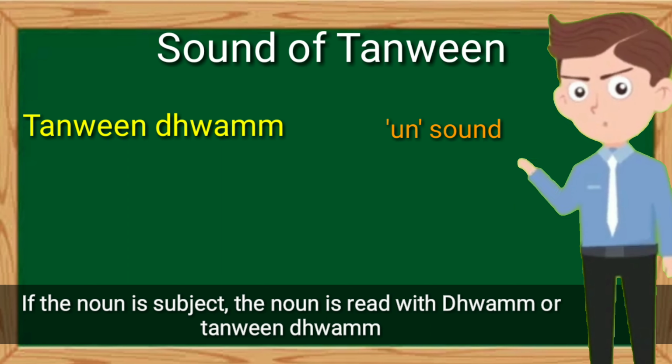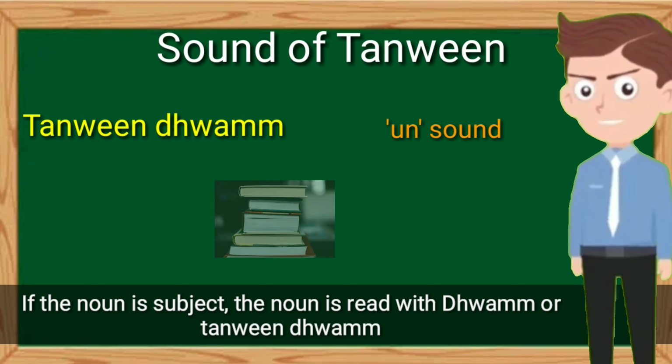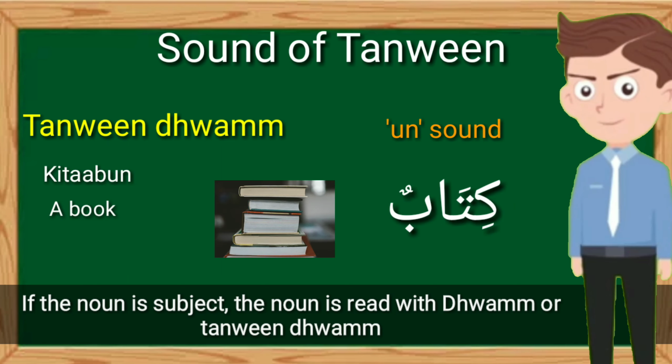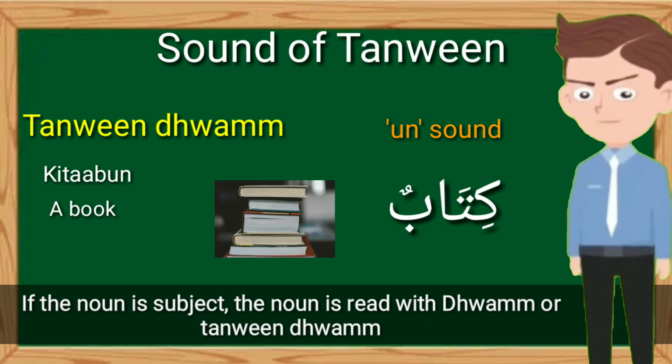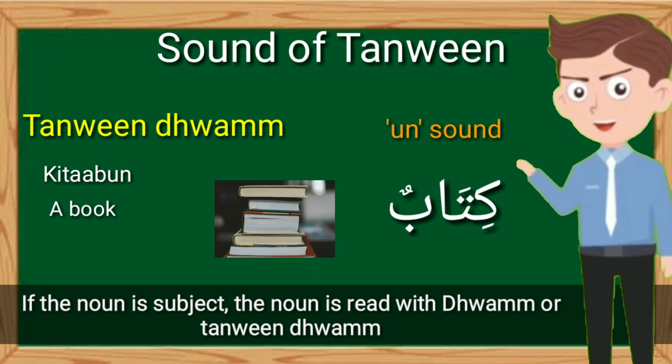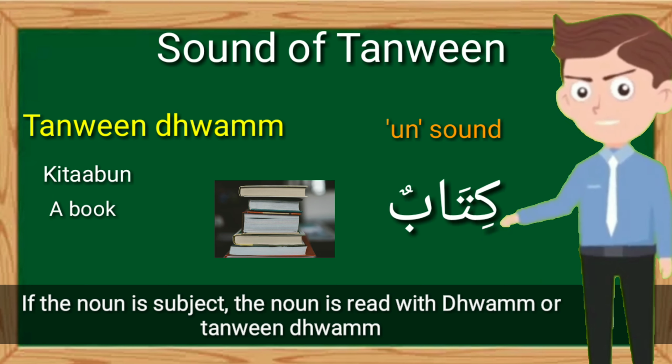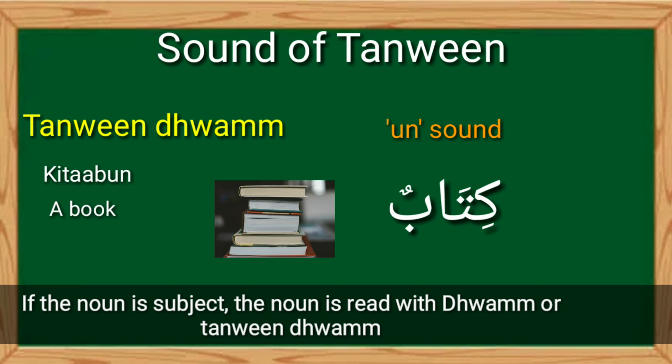Another example for tanween damm is kitabun. The word kitab, last letter ba, is having tanween damm. The pronunciation is kitabun. Kitabun meaning a book, a book.